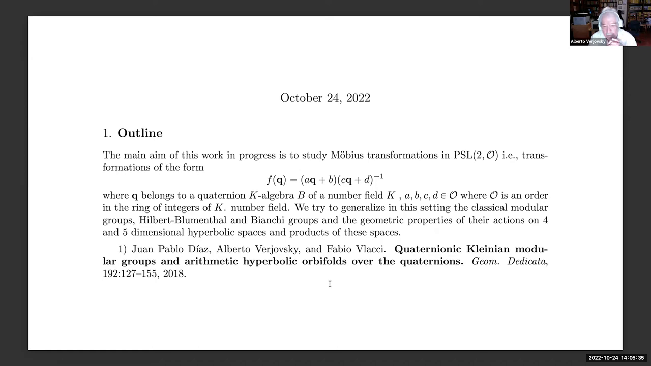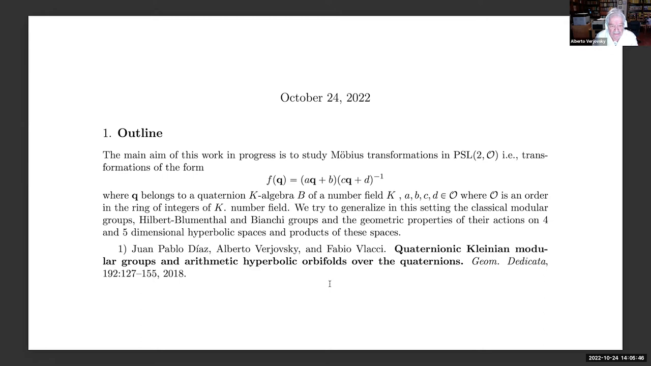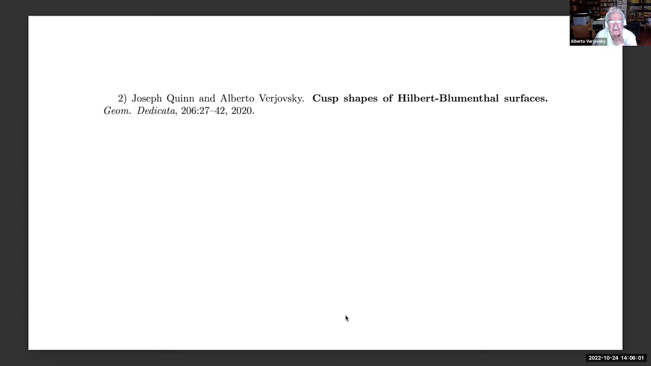And this is based on two papers. Many people have worked on that, of course. In this first paper, we try to generalize to the quaternionic setting the classical results. And this is the second one.